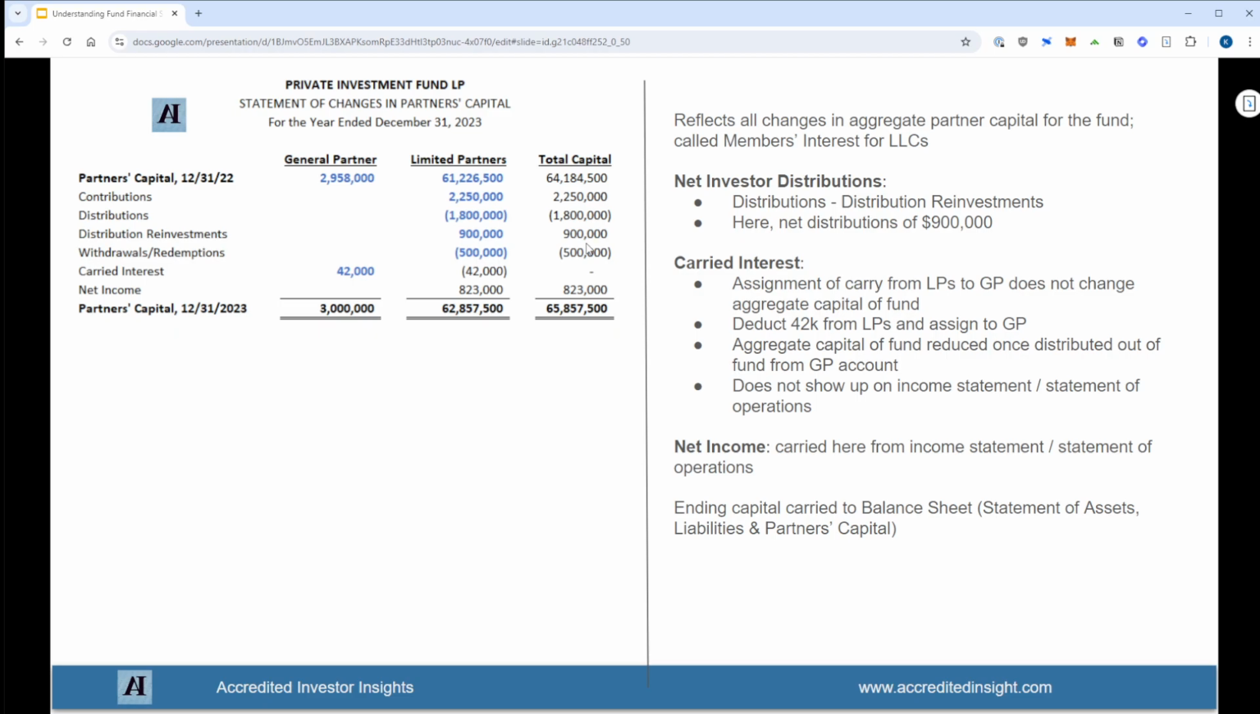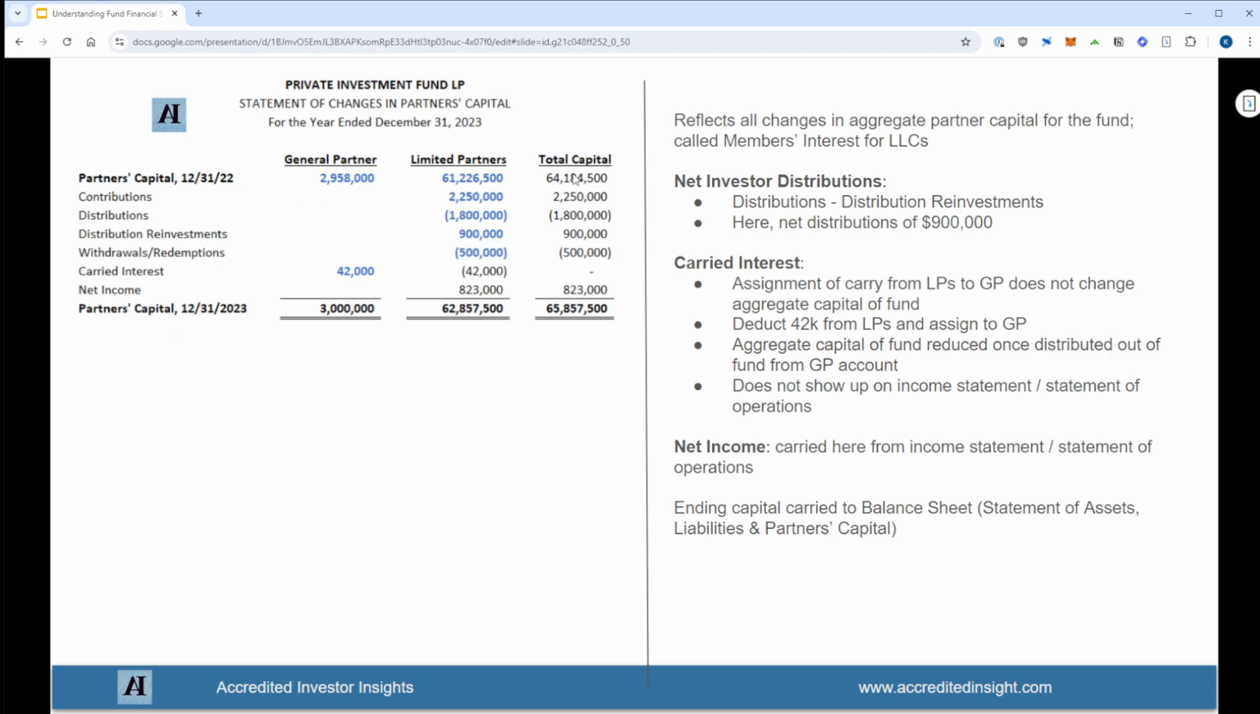And the statement reflects changes in partner capital in aggregate, right? This is taking into account all of the individual partners as a whole. So these aren't individual partner statements at all. And first, we start with the beginning year figures. We have partners' capital at the end of 22.